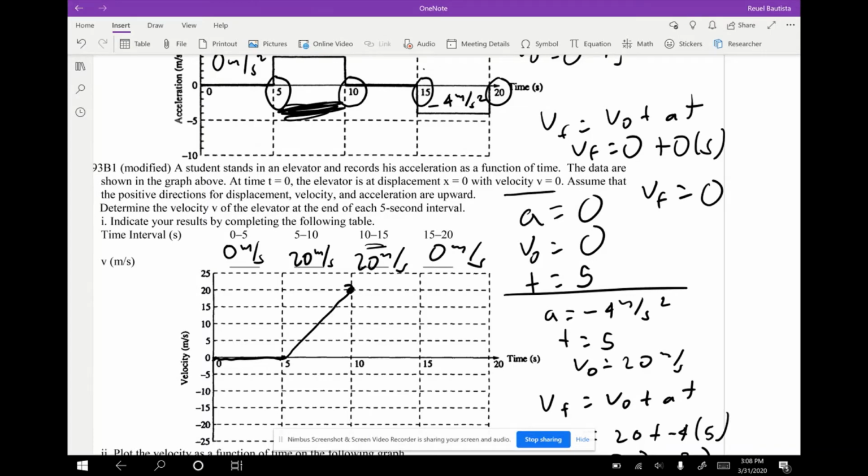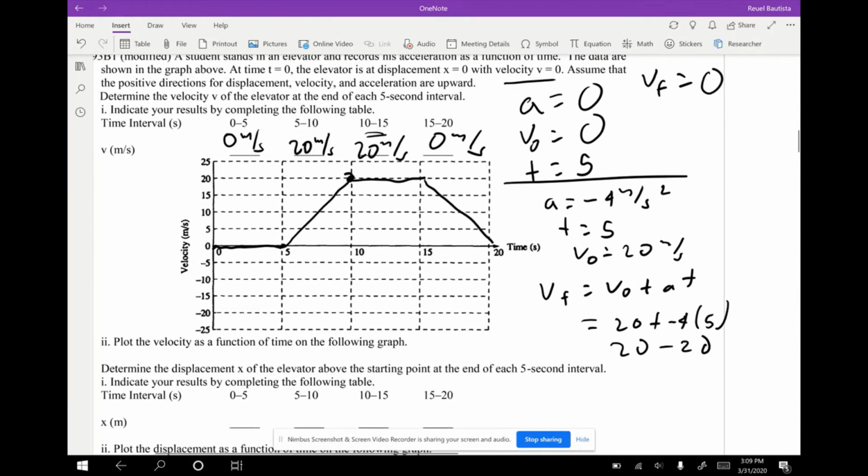So next is determine the displacement of the elevator. So I'm looking at this part. Determine the displacement x of the elevator above the starting point at the end of each 5-second interval. Indicate the result by completing the following table: 0 to 5, 5 to 10, and so on and so forth. So instead of looking for the velocity during these time intervals, we're looking for the displacement during these time intervals. And this problem can easily be solved using our kinematics equations.